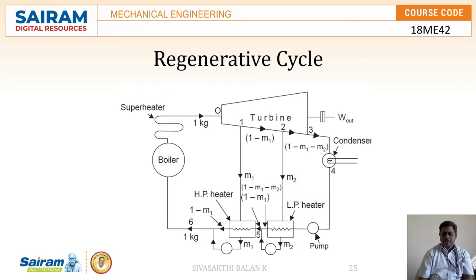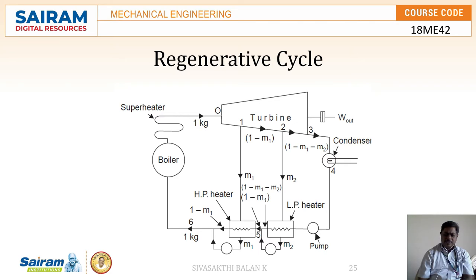Before it's pumped back to the boiler, the water coming from the pump is heated by the exhaust, the expanded steam from turbine 1 and turbine 2, because of which the temperature of the feed water is increased before it enters the boiler.